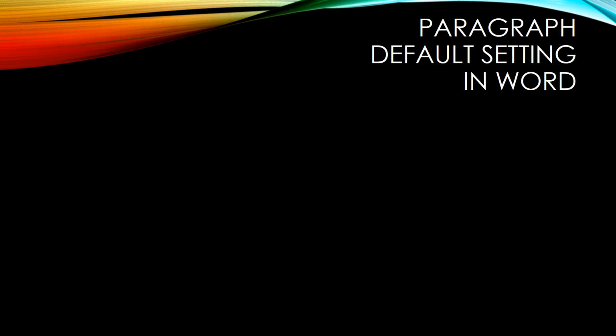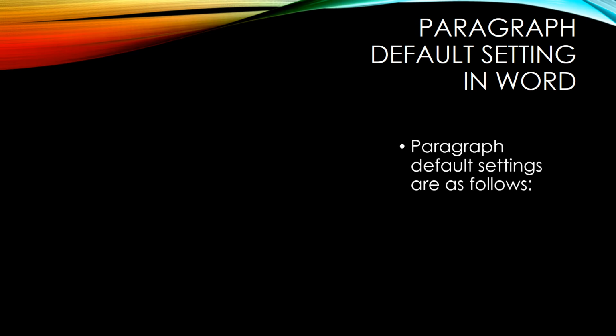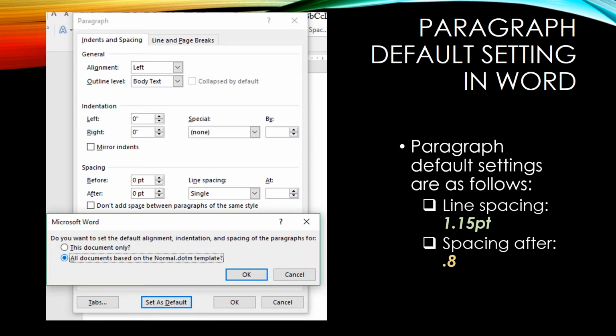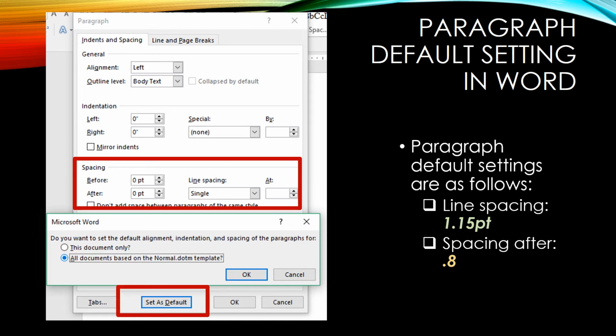The paragraph default settings in Word are as follows. Line spacing is 1.15 and spacing after is 0.8. So you need to open your paragraph dialog box and in the section called Spacing, make sure the before and after are 0, and then your line spacing is single. Once you have those set, go down to Set as Default. And when your default box opens, click on All documents based on the Normal template, then click OK.